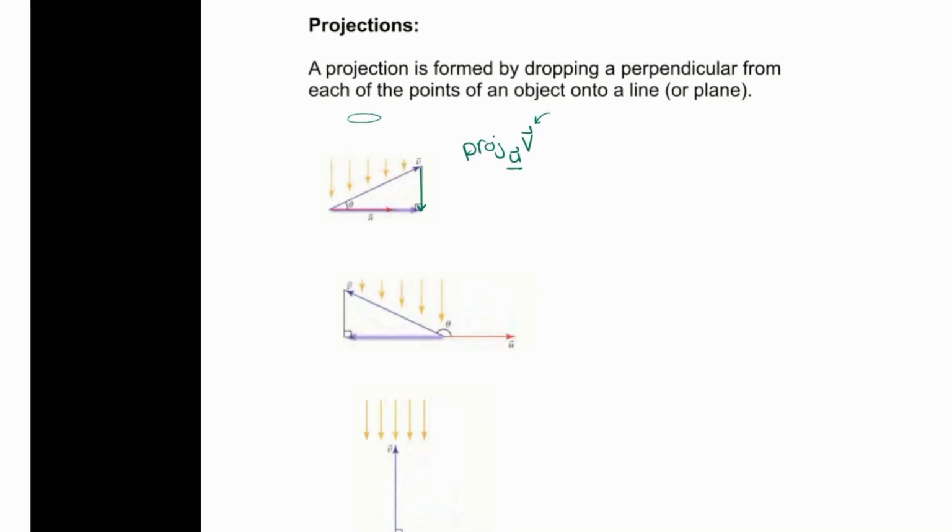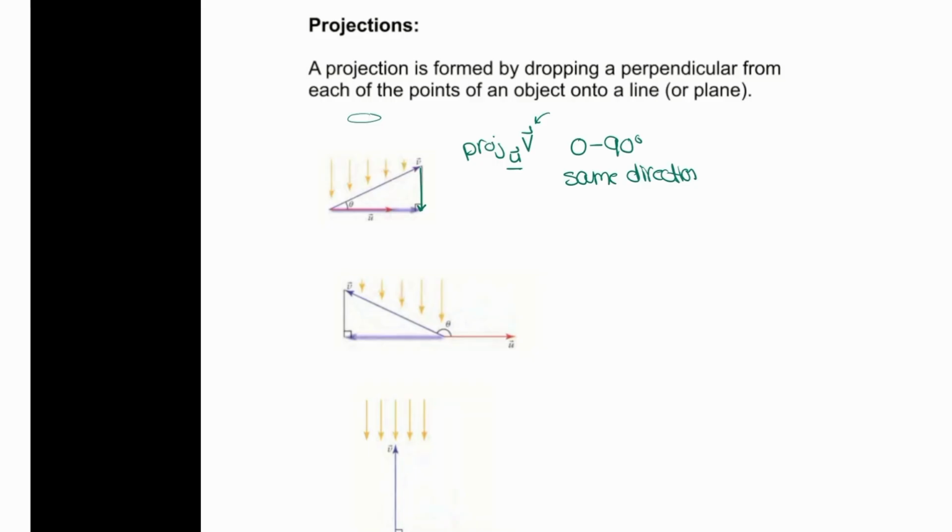If the angle between V and U is less than 90 degrees, then the projection of V onto U is the vector component of V in the same direction as U. So if this is between 0 and 90 degrees, same direction. The projection will be in the same direction as the other vector that it's being projected onto.